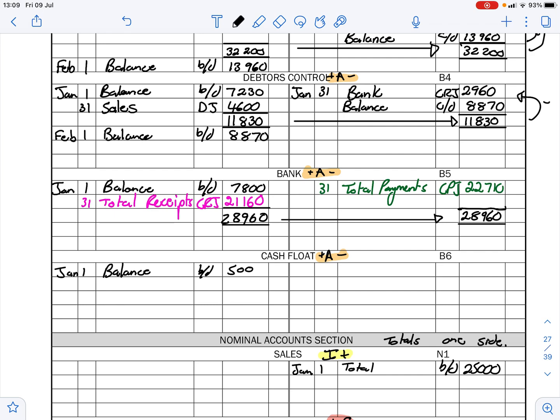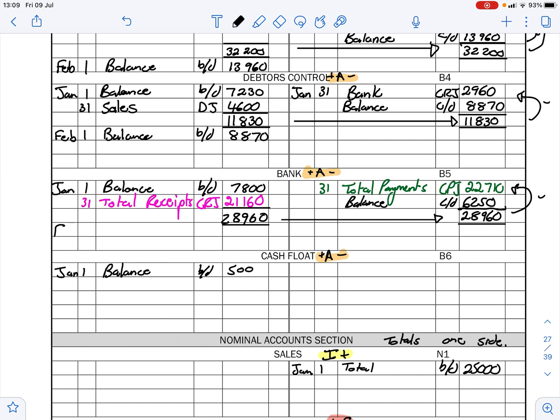However, we do have 22,710 rand worth of payments. So we take our 28,960 and we subtract our 22,710 to leave us with 6,250 rand in our bank account. Now, that is our balance carried down.